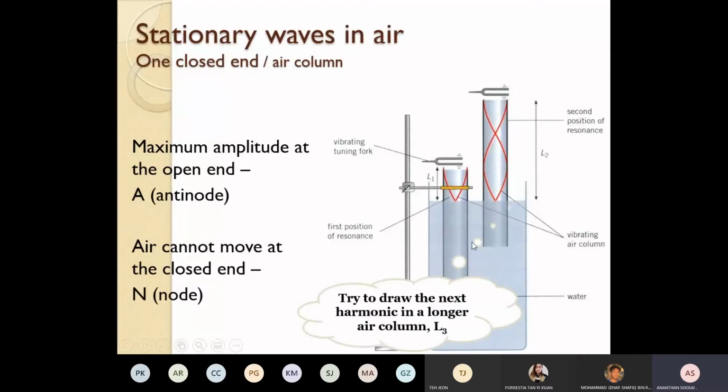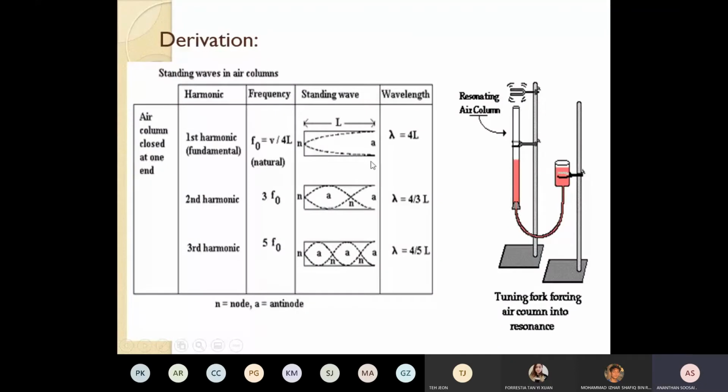So this is how the pattern is going to look. We're going to draw the next harmonic here. This is the important pattern you have to remember. The fundamental frequency is the lowest frequency. When the frequency is the lowest, we know that the wavelength should be the highest. So this is the fundamental appearance.